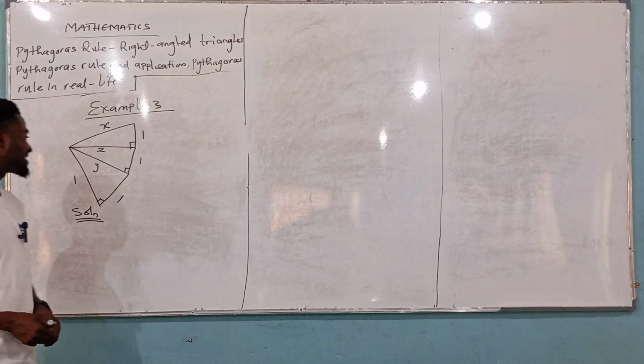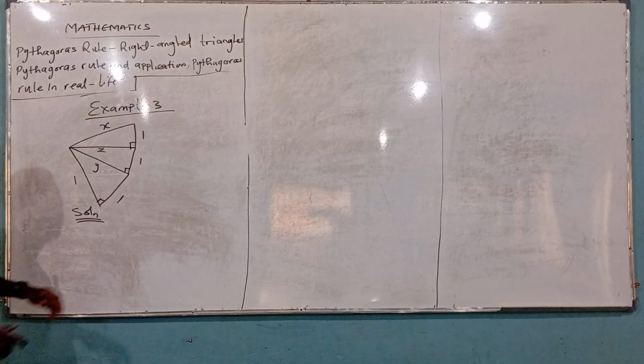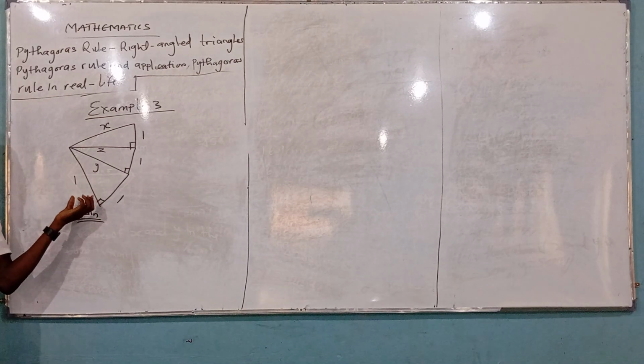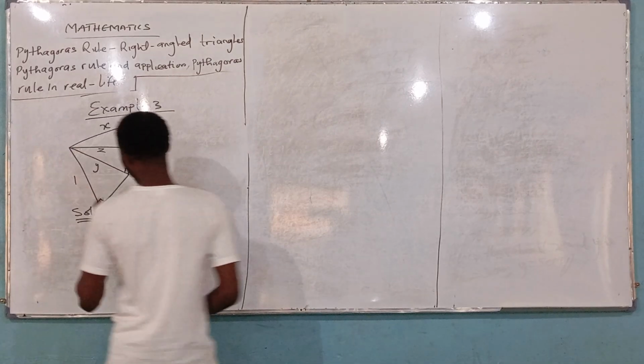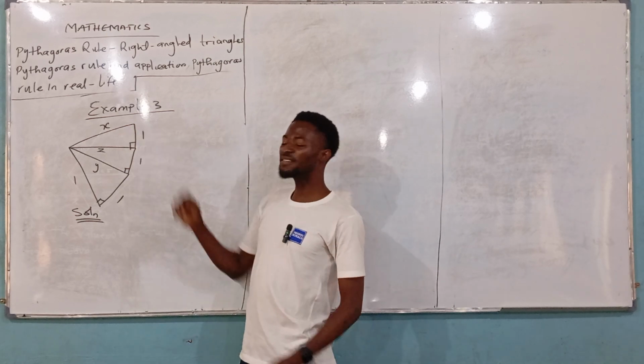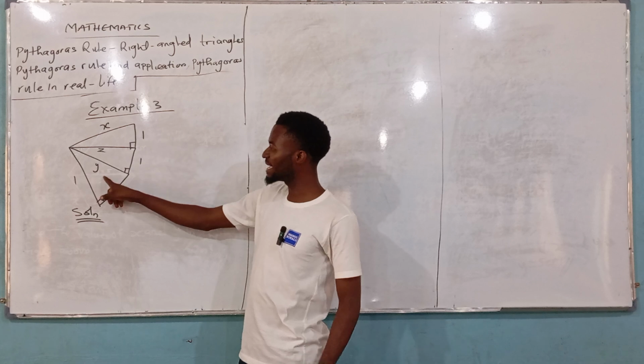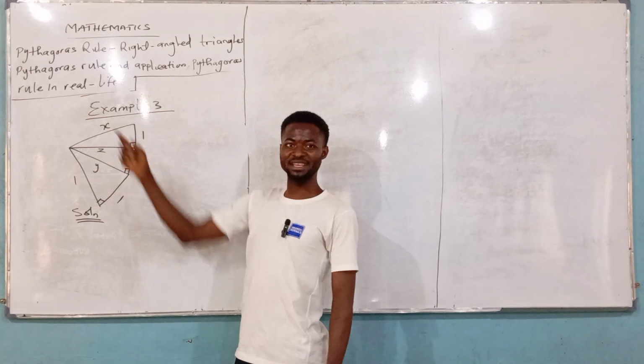Okay, welcome back, class. This is example 3 I want us to look at. But then, from this very example, if you take a look at this now, which alphabet are we going to solve first? Is it either Y, Z, or X?